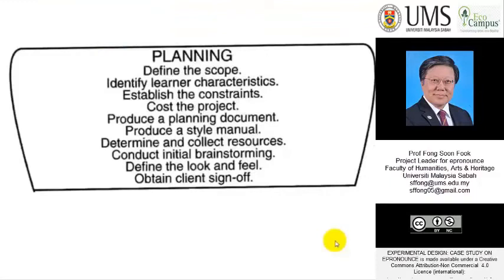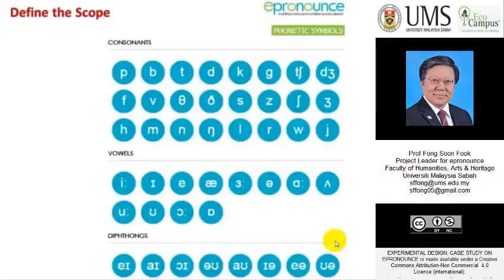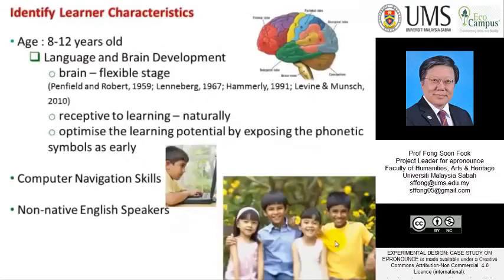For example, under planning, we define the scope, we identify the learner characteristics, and we establish the constraints, and so on. As an illustration, in defining the scope, we limit ourselves to the 44 phonetic symbols at the segmental level, the basic level. In terms of identifying learner characteristics, we make use of 8 to 12 year old students as the population and samples in our project. And at this age, they are still very receptive to learning.